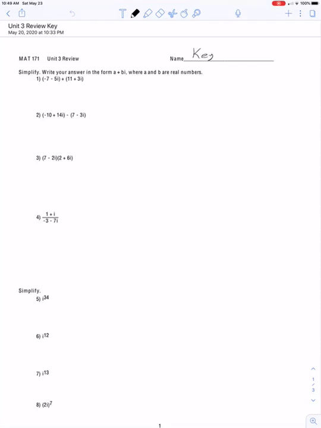All right, let's take a look at our Unit 3 review. So we go back to reviewing complex numbers at the beginning of our unit. It says to simplify and write your answer in the form of a plus bi. So standard form complex number, a plus bi, where a and b are real numbers. So remember, a complex number is a number formed by adding multiples of i. i is our imaginary number in math.